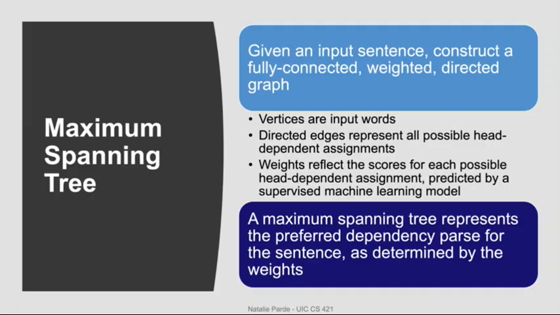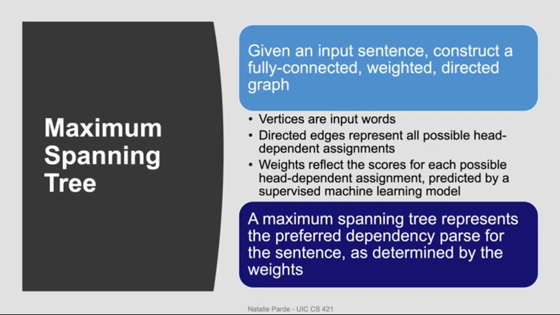A very popular method to graph-based dependency parsing makes use of the maximum spanning tree. You might have encountered maximum spanning trees previously in algorithms or graph theory courses. They're graphs that connect all nodes together without any cycles and with maximum weights.